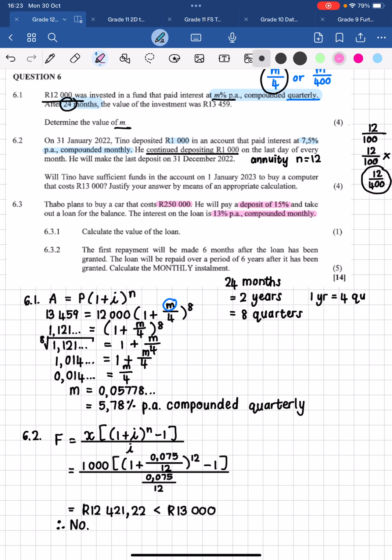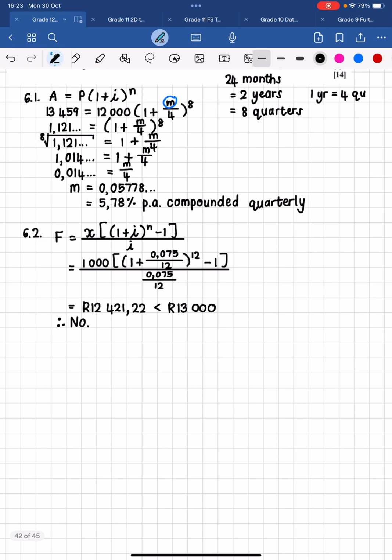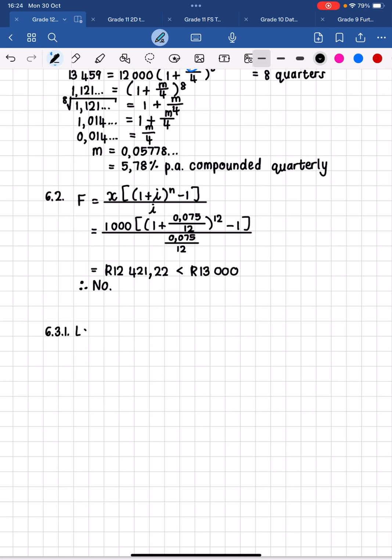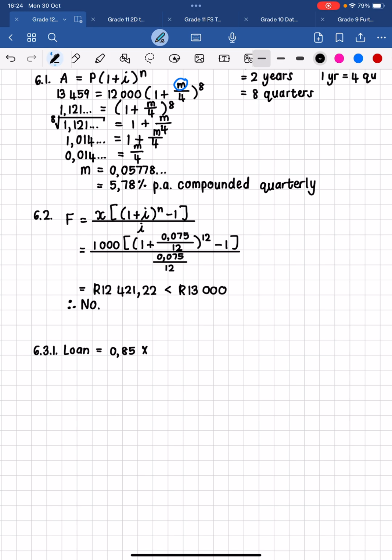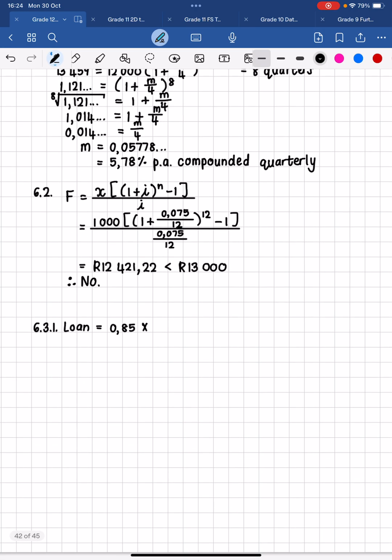Again, we have compounded monthly, so we're going to take number of years multiplied by 12, if they tell us the number of years. So 6.3.1, very easy. They are asking us to calculate the value of the loan. Now, like I said already, the deposit is 15%. That means that the loan is going to be 85%, right? 100% minus 15% is 85%. So that is a quick way of calculating it. So for 6.3.1, I'm going to write here, loan equals, you can write 85%, you can write 85 over 100, or you can write 0.85 times, what was this now again? I forgot, 250,000.